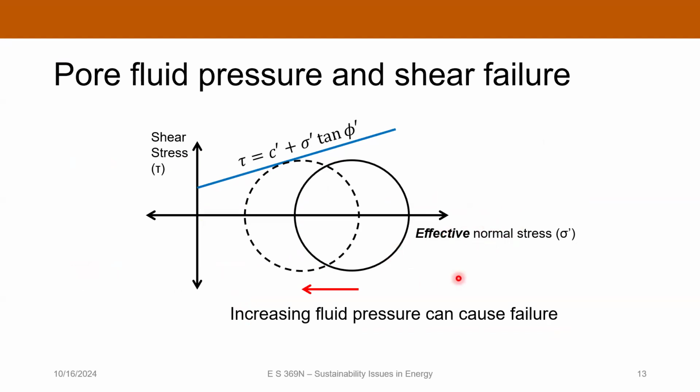Okay, and so if we recast the Mohr circle here, not in terms of just total normal stress, but specifically in terms of effective normal stress, if I increase the pore pressure, you can cause shear failure simply by driving this circle to the left. If you're initially at some state of stress where you're not at failure, and you increase the pore pressure, you can get to a point where you actually are at shear failure.